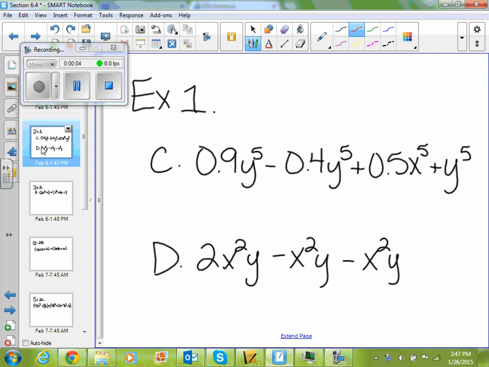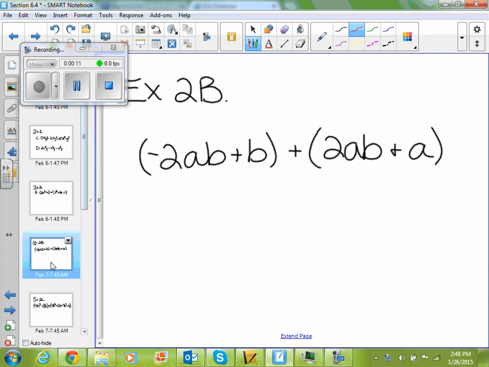Okay, so let's look at example. That's not the one I wanted. I wanted 1A. What happened to 1A? It must have gone away. All right, well, that's okay.